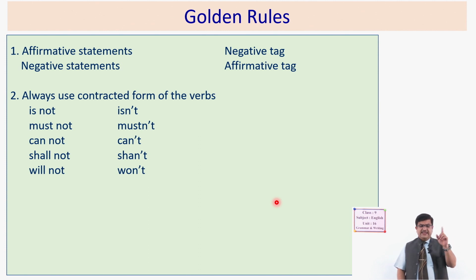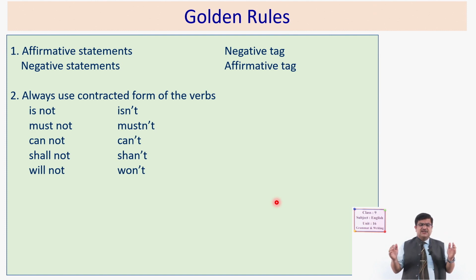As when there is "is not," we must use "isn't." When there is "must not," we must use "mustn't." When there is "cannot," we use the contracted form. Contracted means the short form of the verb: "can't." When there is "shall not," "shan't." When there is "will not," "won't." There are many other contracted forms of the verbs. So never use the full form of the verb.